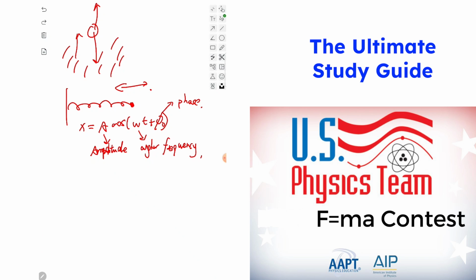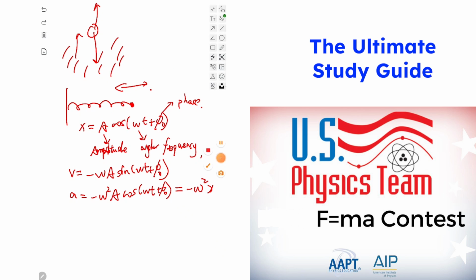Taking the first derivative, we get v equals minus omega A sine(omega t plus phi 0). Taking the second derivative, we get a equals minus omega squared A cosine(omega t plus phi 0), and we find it is exactly minus omega squared x. We will discuss this later in the chapter about vibration and waves, where we will go into more detail. But here is just a brief introduction.